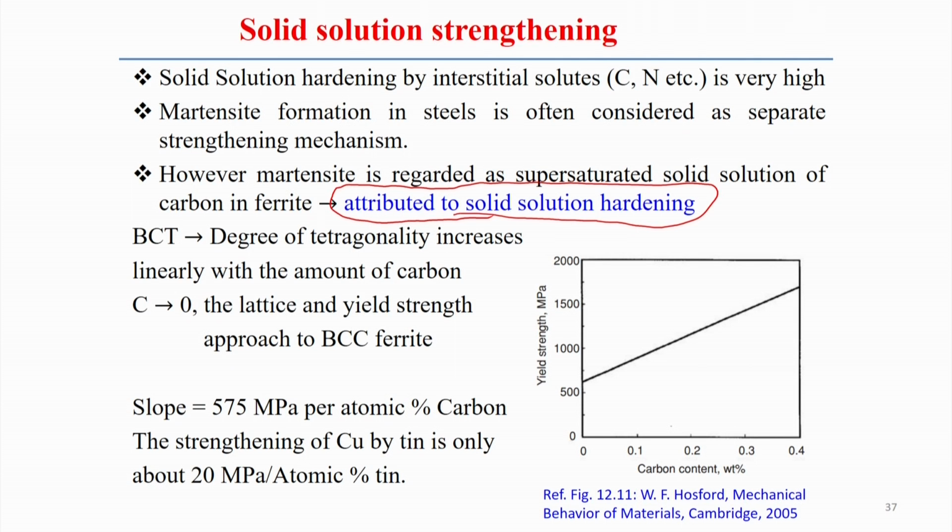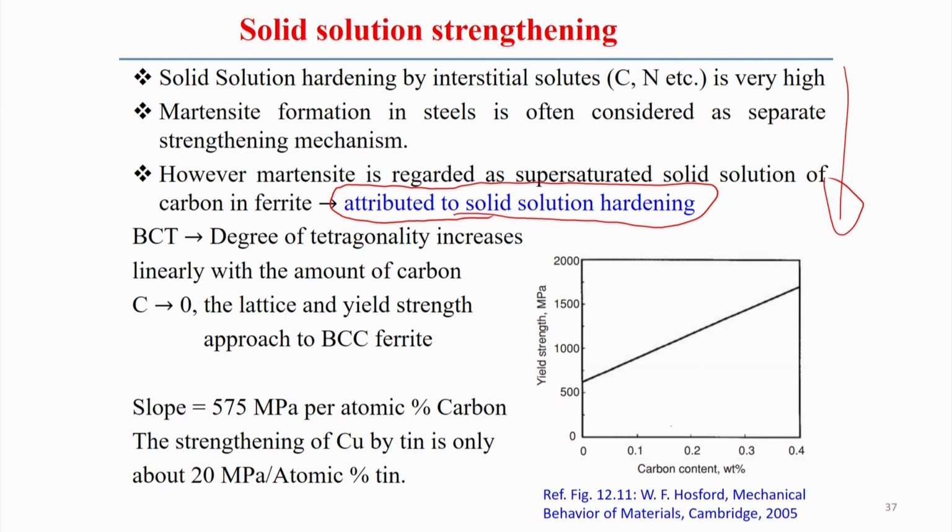So, formation of the martensitic structure, generally we consider the supersaturated solid solution of the carbon in ferrite, and that can be considered as that solid solution hardening. So, what are the typical mechanisms actually responsible for the increment of the strength level in case of martensitic structure then?